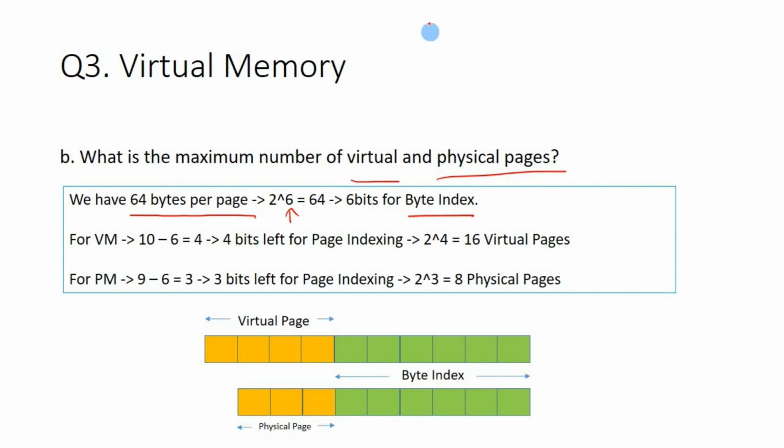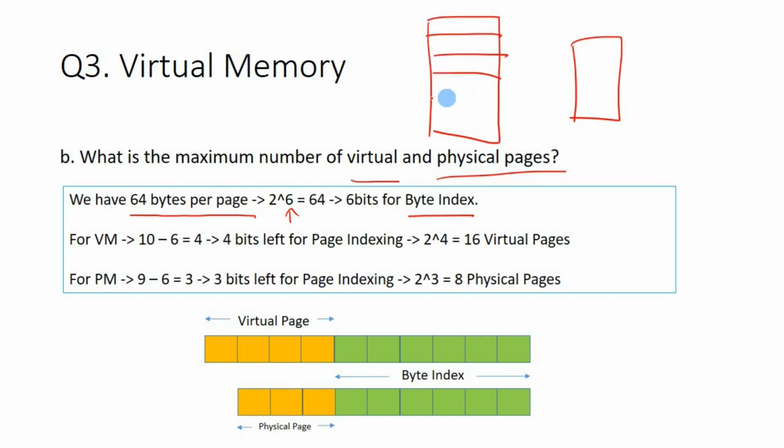If I look back at my allocation here, for virtual memory I'm also dividing it into pages, and my physical memory, I'm also dividing it into pages. So each of these is a page, and within this page I have a total of 64 bytes. To specify exactly which byte I'm referring to within the page, I need 6 bits.